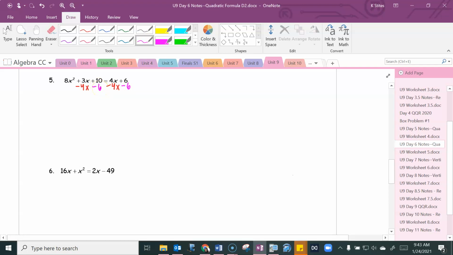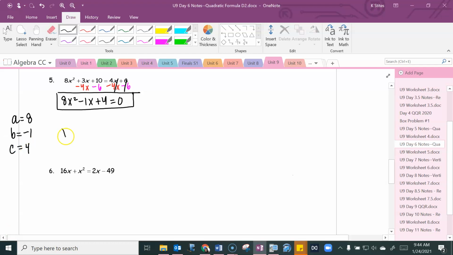And you're just going to move them to the other side, and you're going to line them up with the like terms. So the 8x squared, that doesn't have anybody, bring him down. 3x minus 4x is a negative 1x. 10 minus 6 is a positive 4, and these guys are gone now, so we have an equals 0. All right, so this is our standard form now. That means that A is 8, and B is negative 1, and C is 4.